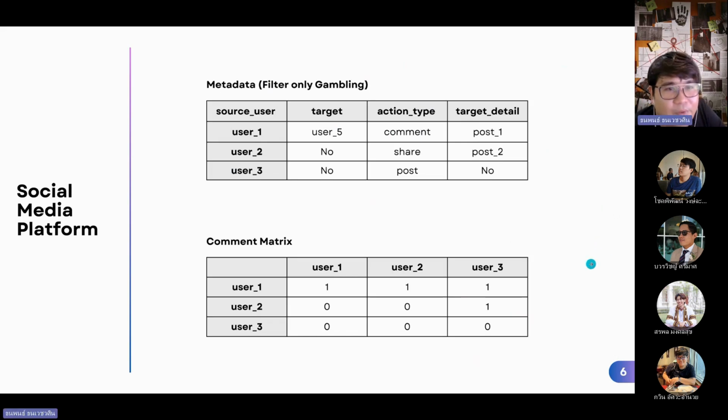This is an example of how we analyze the interactions from the previous slide. In the method data table, we filter actions related to gambling content. For instance, user 1 comments on post 1 by user 5, user 2 shares post 2, and user 3 creates a post. For the comment matrix table, we focus on comments only. We filter the comments and convert them into a matrix table. Each row and column represents a user, and the value shows whether one user interacts with another. For example, user 1 interacts with both user 2 and user 3, but user 3 has no interaction with others. This structure allows us to map and analyze social network or social media relationships to identify the patterns of harmful content spread, like online illegal gambling.